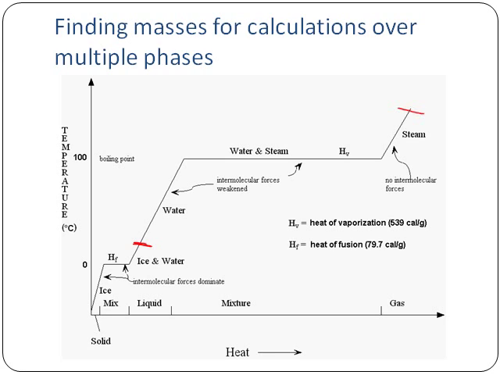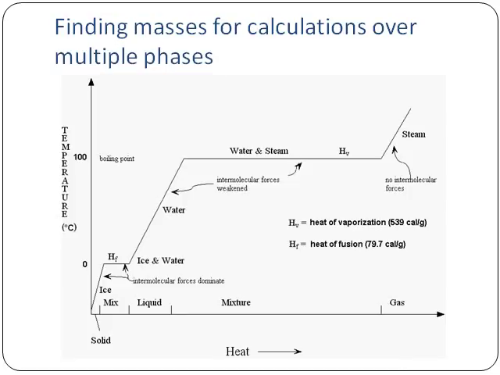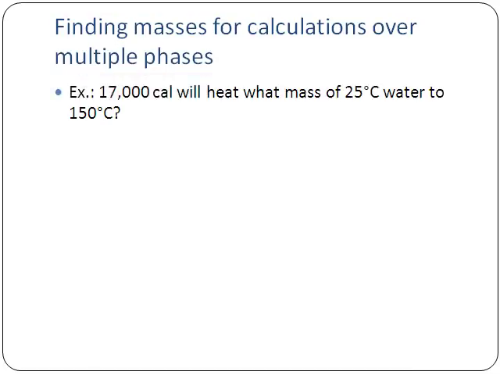And so we know we're going to have to have at least 3 sections here. We're going to have Q1, basically from 25 degrees up to 100. We'll have a Q2 whenever we're basically boiling it off. And then we have a Q3 that's going to go from 100 degrees up to 150 degrees, so a delta T of 50 degrees. So 3 Qs are involved here, and so let's set this up.